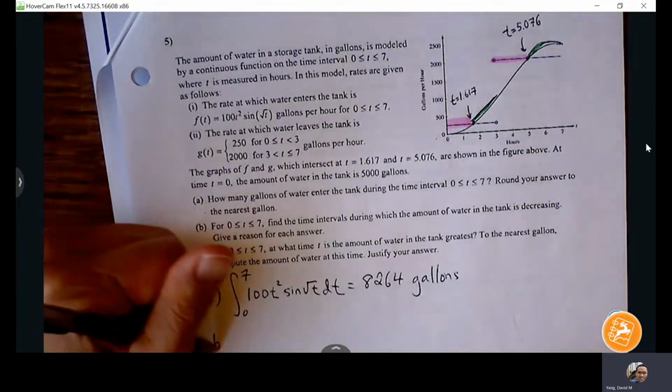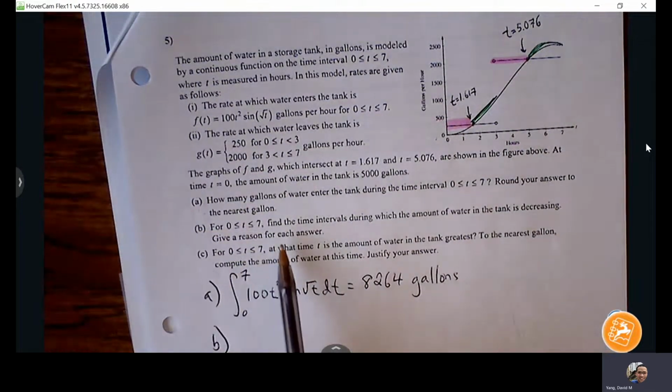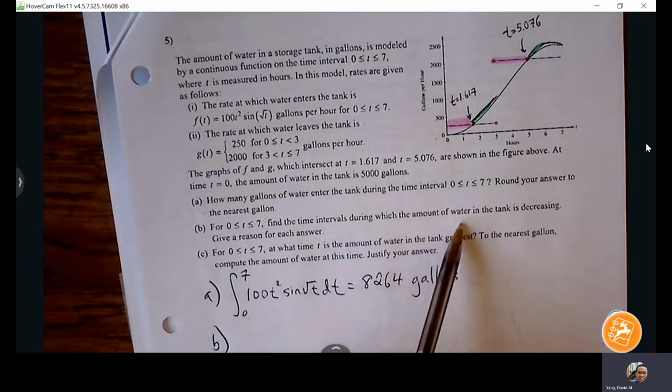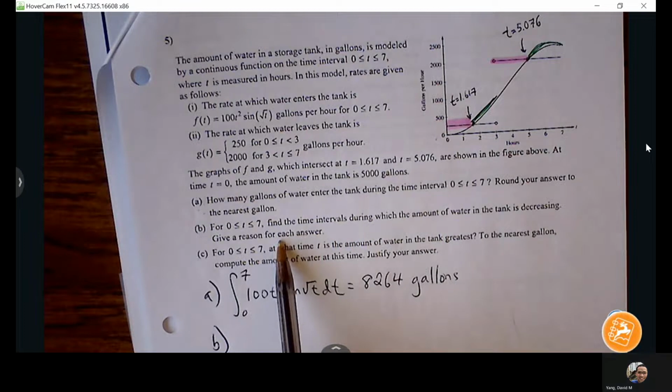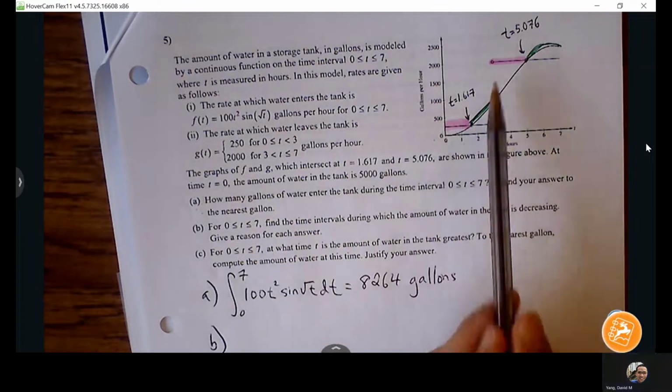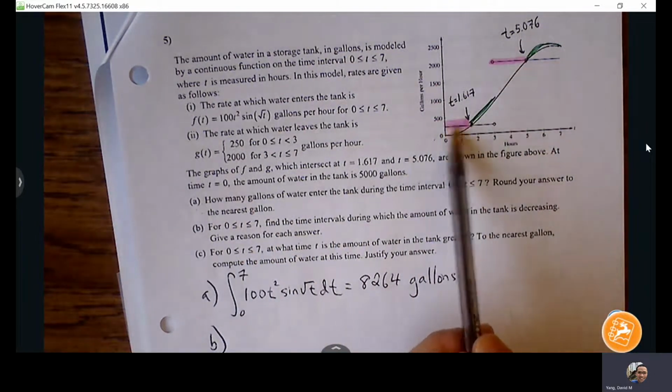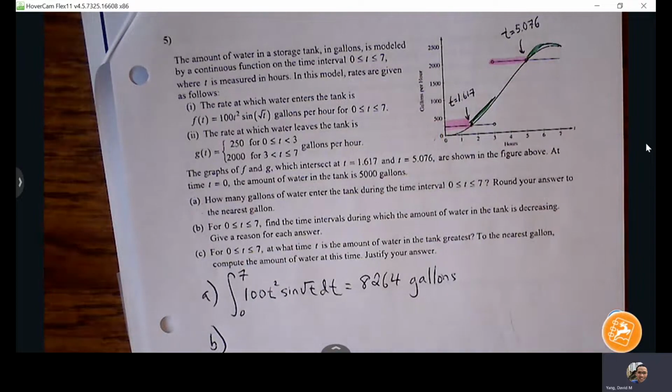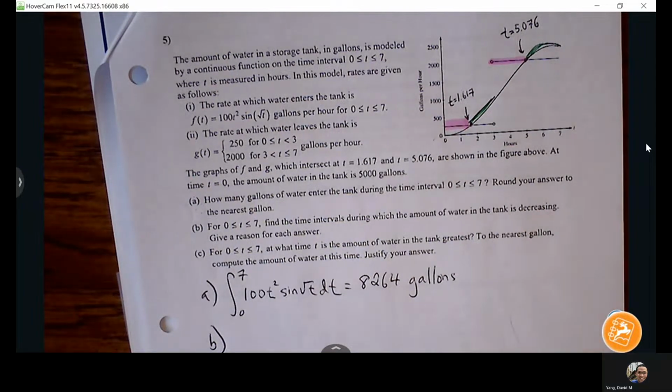For part B, it says between 0 and 7 hours, find the time interval during which the amount of water in the tank is decreasing. Decreasing, I highlighted that in pink, right? Anytime the horizontal line is higher than the curve, then you know that the water level is dropping.